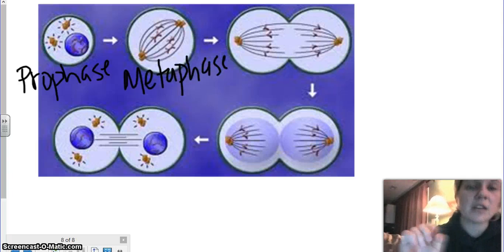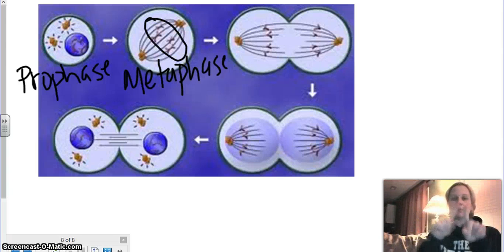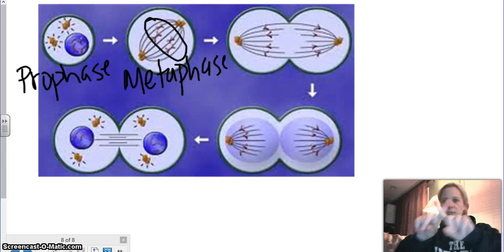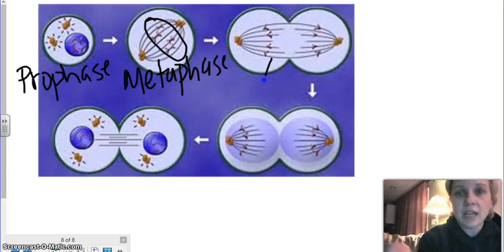And metaphase, think of middle, middle. These chromosomes get lined up in the middle, and they're in their little X's. They're lined up in the middle, holding on by that centromere. It's being held together. They line up, and then they go to anaphase, which is this next one.